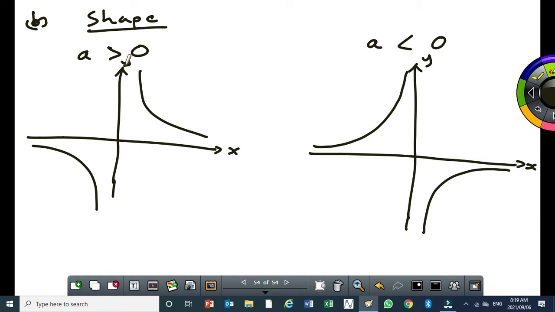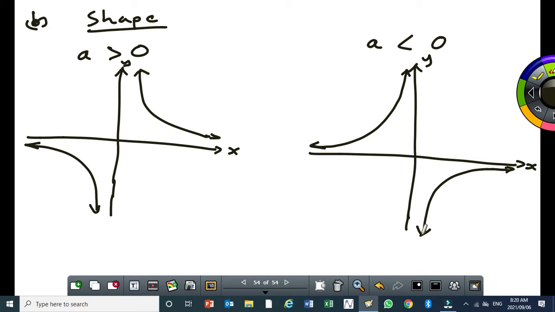If you want, you can put the arrows, but be very careful that the arrows must point away from the axis. It's not mandatory to put the arrows, but you can add them if you want. So from now on, if you see any hyperbola, it looks like any one of these two. That will depend on whether a is positive or a is negative.